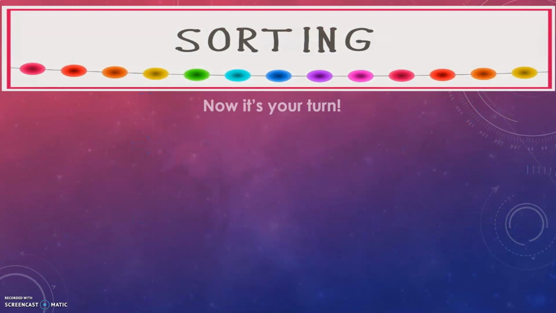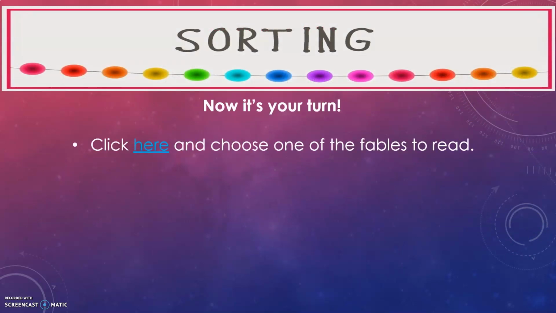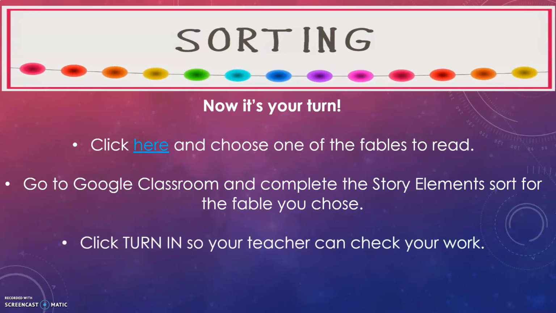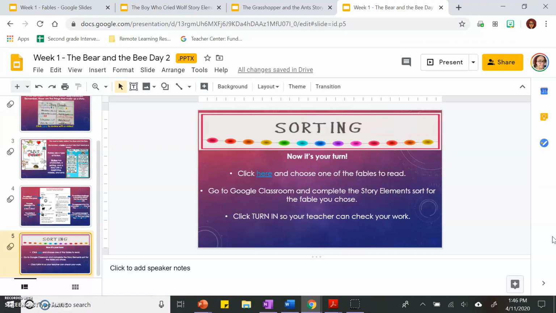Now it's your turn. You will click here and choose one of the fables to read. I'll show you what they look like in just a second. When you're done reading your fable, you will go back to Google Classroom and complete the story element sort for whichever fable you chose. Last but not least, click Turn In so your teacher can check your work. Now let's see what those fables look like.